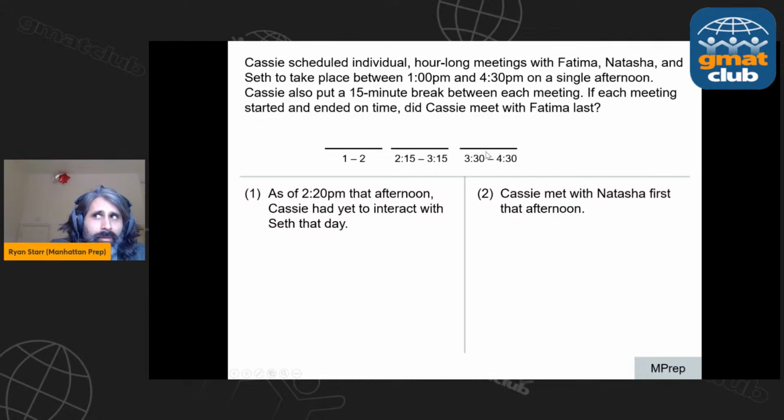Now that still leaves open: did Fatima go first and Natasha second, or did Natasha go first and Fatima second? So there still seems to be some uncertainty here. But it doesn't matter. Why doesn't it matter? Again, if you've diagrammed it out and see the significance of 2:20 p.m., and that's really the trick here, we know that Seth goes last. Why doesn't it matter if we know whether Fatima goes first or second? Because again, this statement is sufficient.